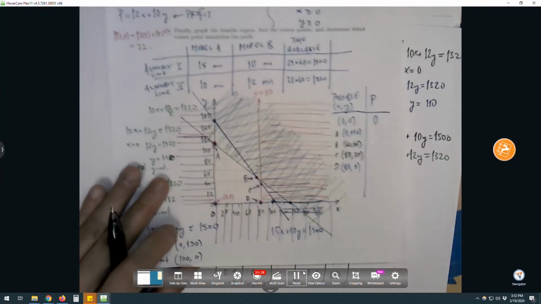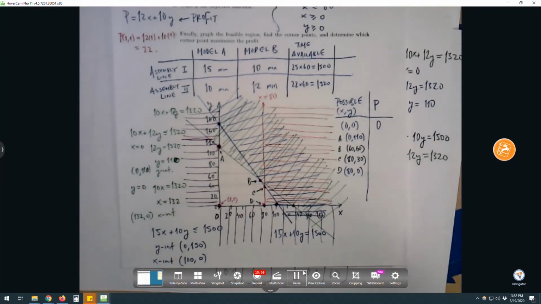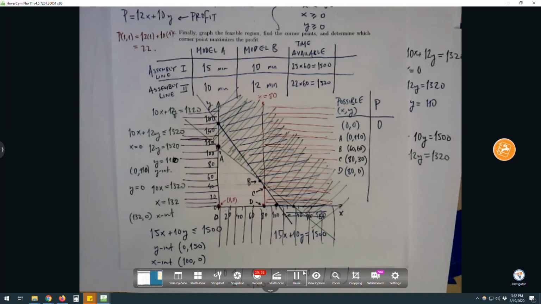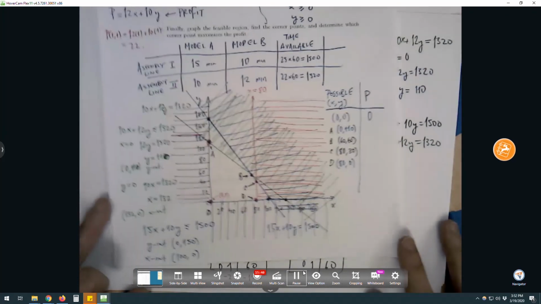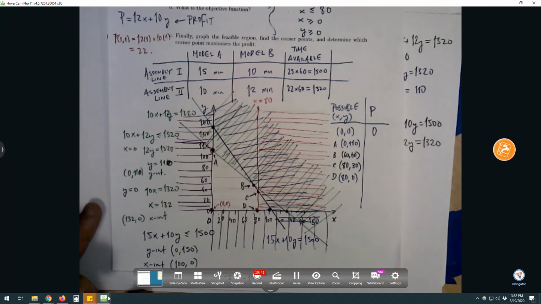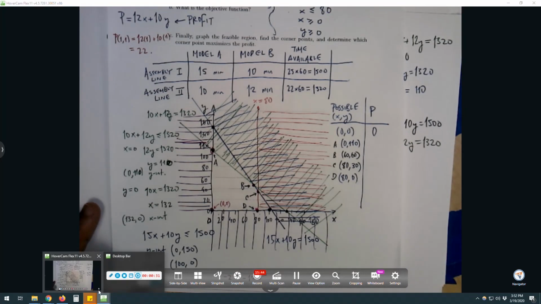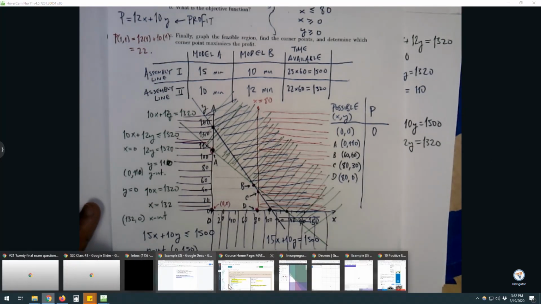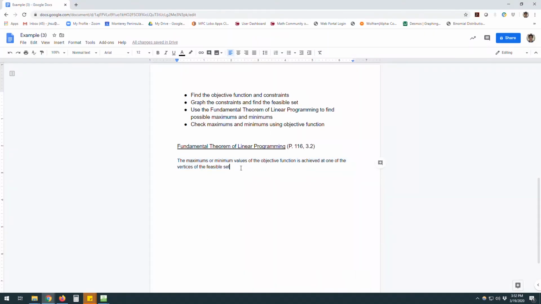At this point, feel free to pause if you have any questions. You can rewind and look back. But now we're going to go to the last step. The last step is we just have to check the maximums and the minimums using the objective function.